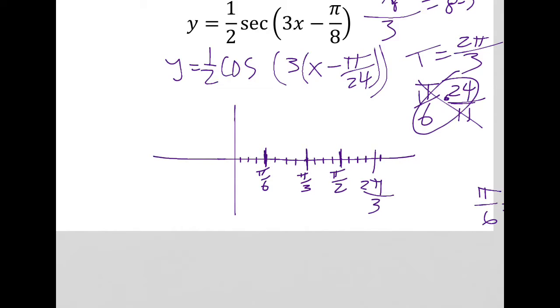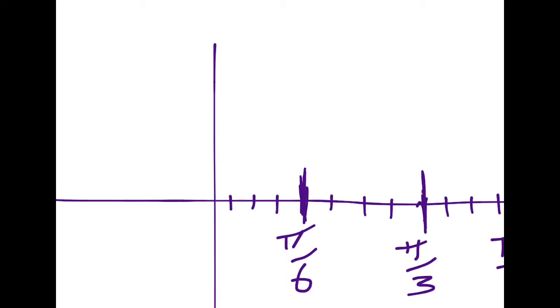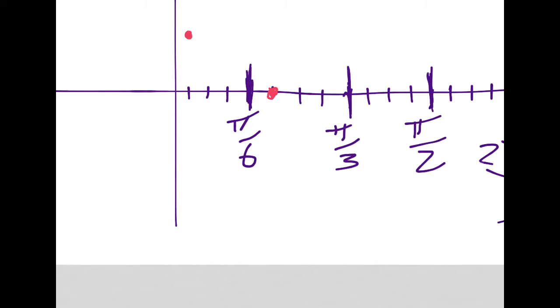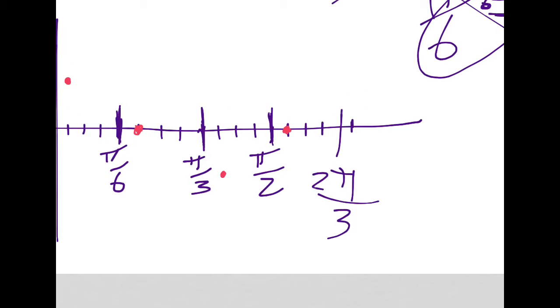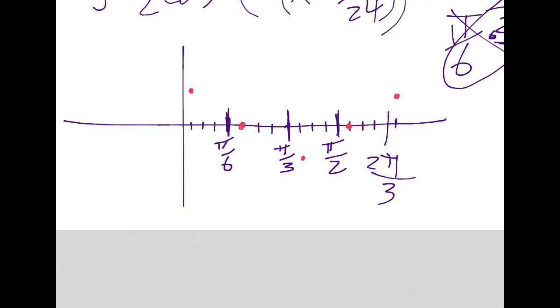So, first point for cosine is its maximum value, so I'm going to put my maximum value in right there. Then it's going to go to 0, so I'm right there. And then it's going to go to its minimum value, so I'm right there. And then it's going to go back to 0, so I'm there. And finally, it's going to end again at its maximum value, so I'll finish right up there. Can you picture that cosine graph coming in and going up like that? Yep, I can.